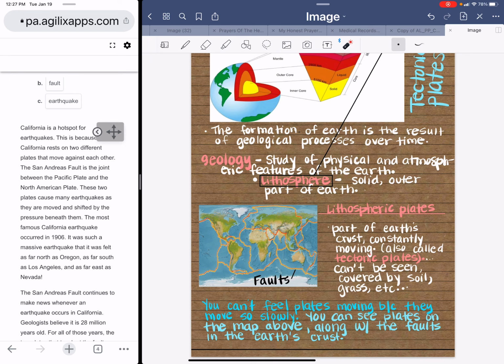You can see plates on the map above along with the faults in the Earth's crust. See all of the plates on this map above.